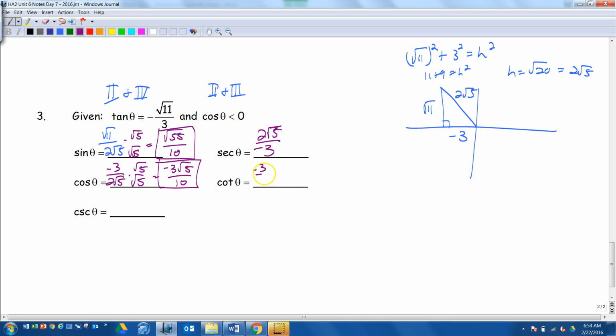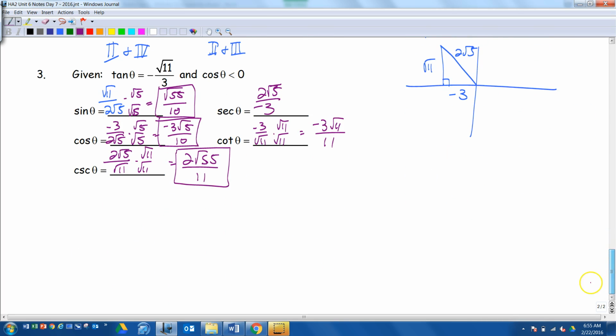Tangent's negative root 11 over 3. This one we do have to flip and multiply by root 11. Cotangent is negative 3 root 11 over 11. And cosecant's the flip of sine, so sine was that over that, so cosecant is 2 root 5 over root 11, multiplied by root 11s. And you get 2 root 55 over 11 for cosecant. Okay, so that is what we're going to do today, and that is the lesson.